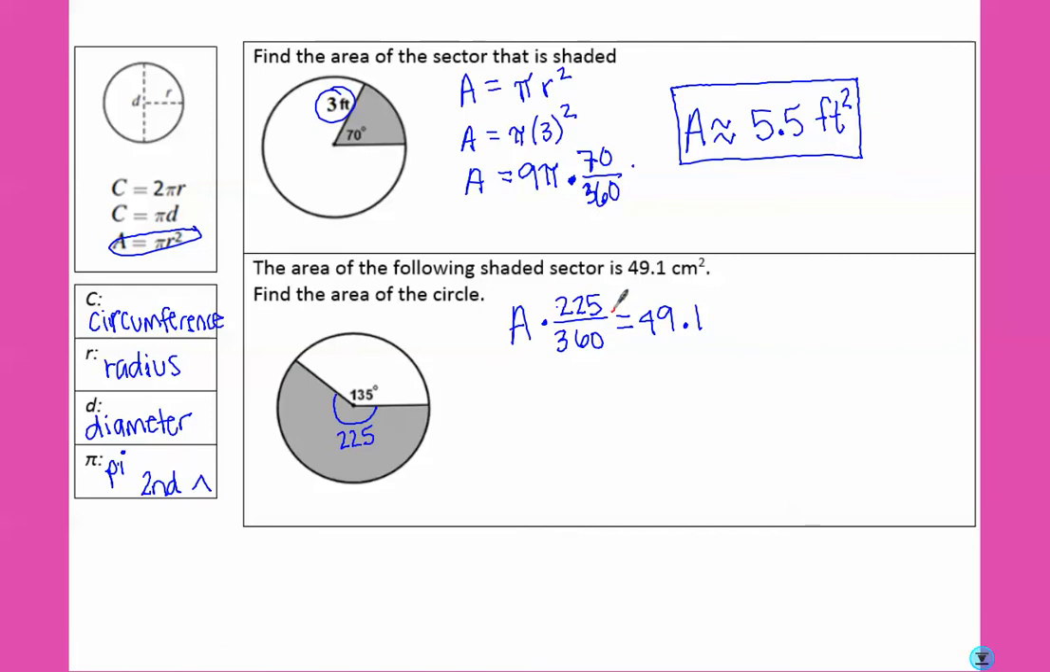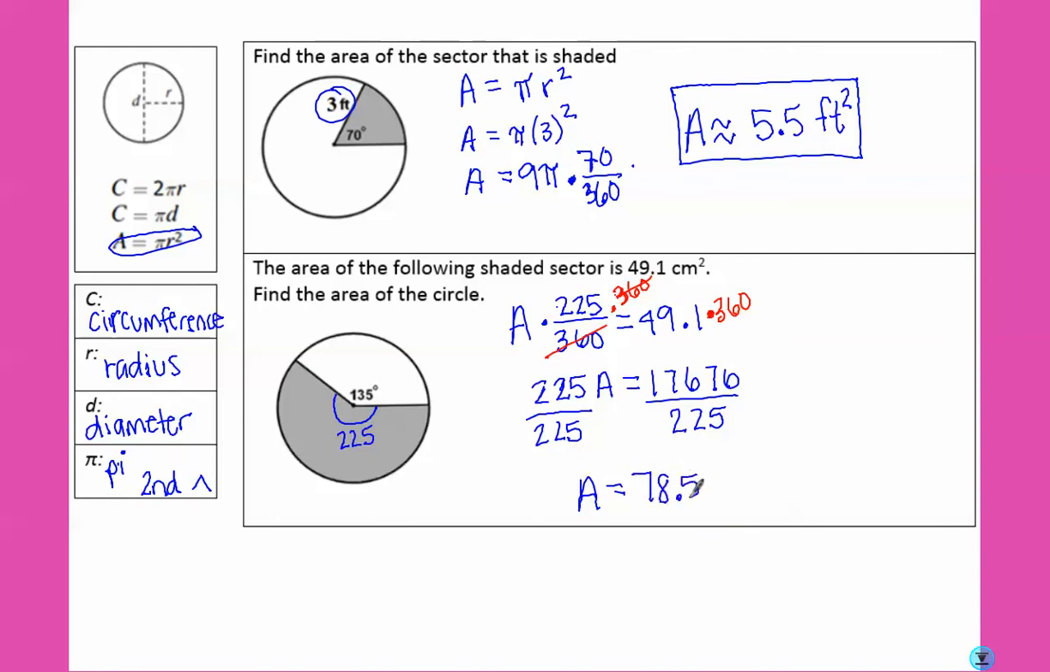To get the 360 out of the denominator, I'm going to multiply both sides by 360. Here they'll cancel out, and we'll be left with 225 times our area, and that would equal 17,676. Divide by 225, and we get that the area of the whole circle is equal to 78.56, and our units were centimeters squared.